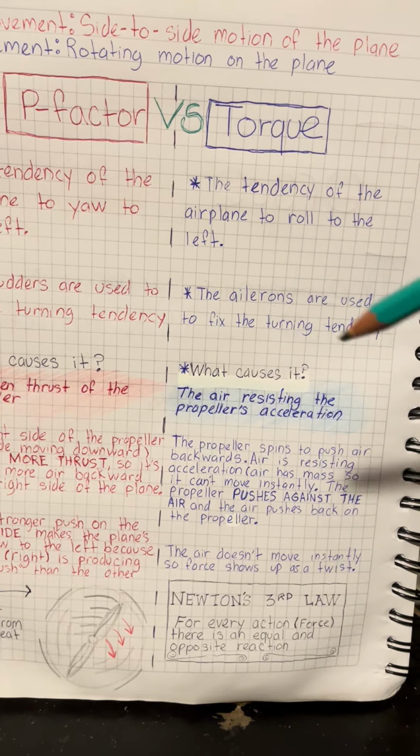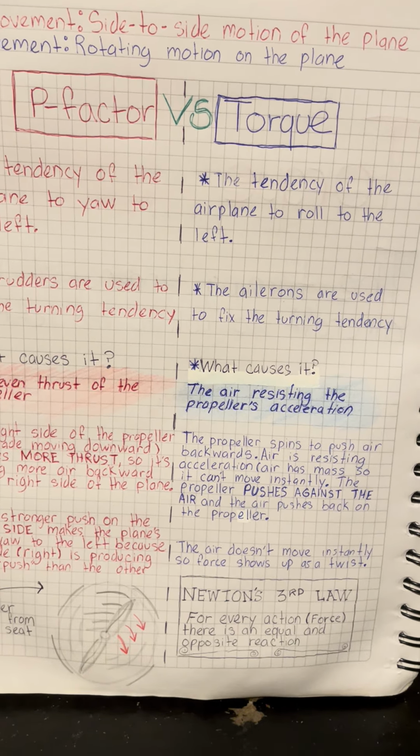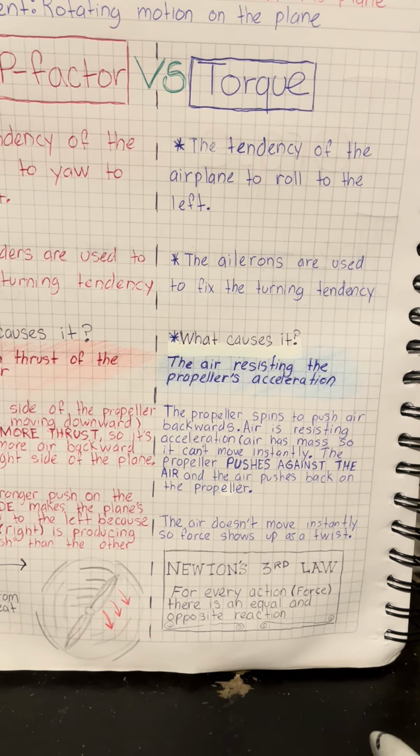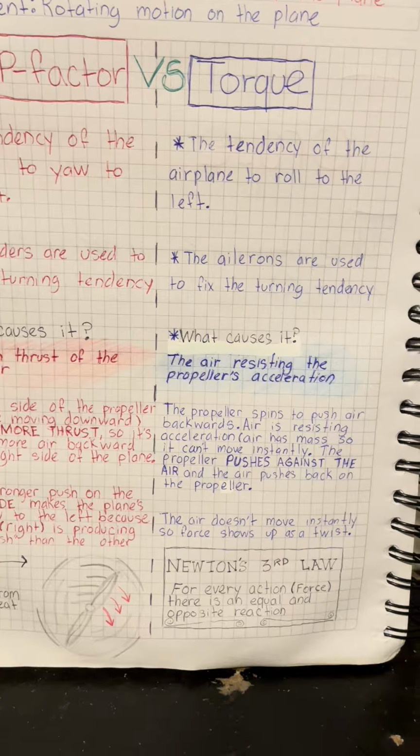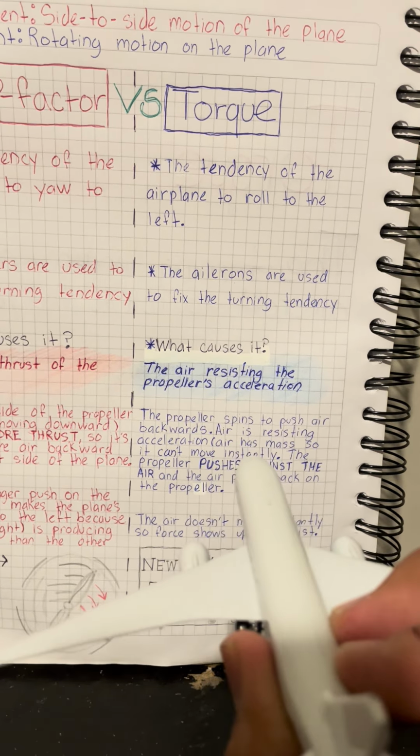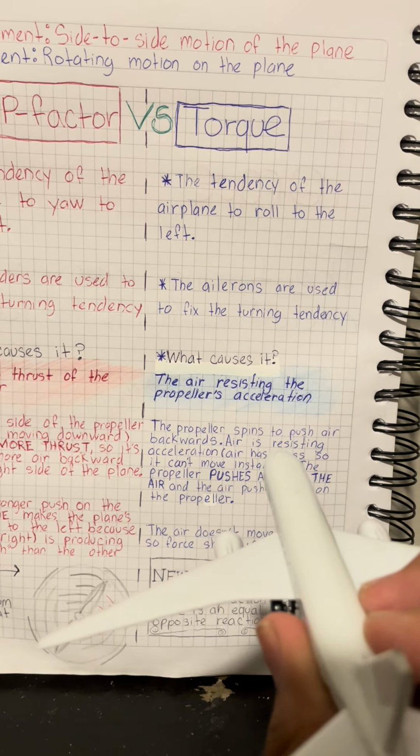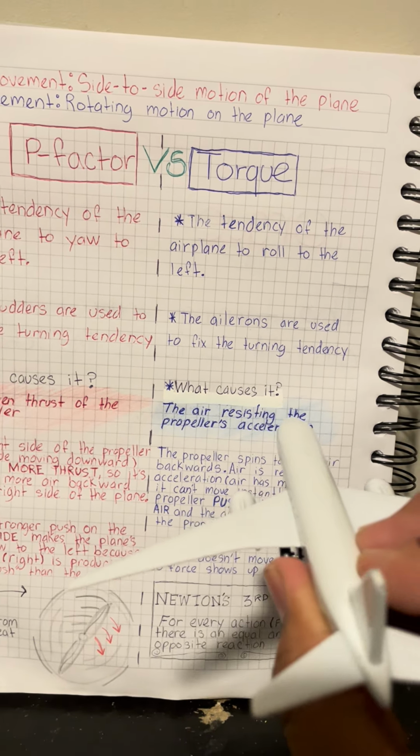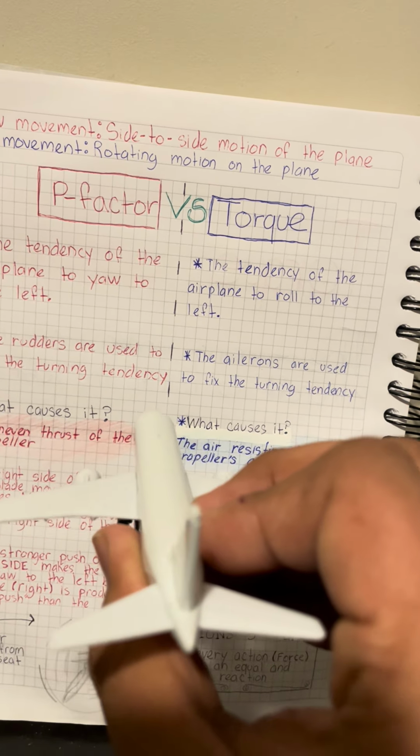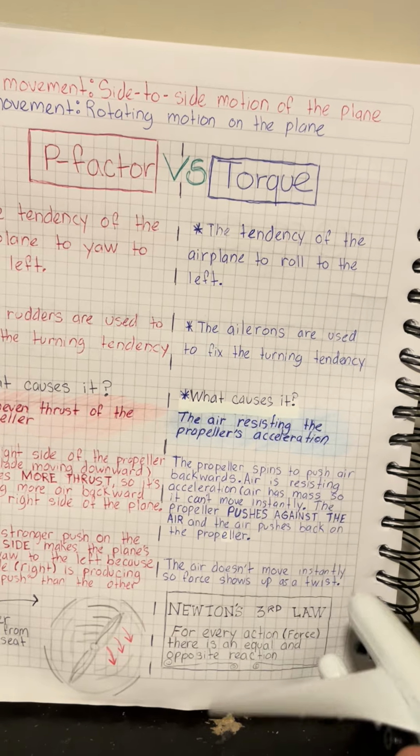Now, it says down here, the ailerons are used to fix the turning tendency. So we know that if we want to turn, let's say we're flying and we want to turn to the left, we make sure there's nothing on the left side. So we say left is clear and we start turning. And if it's to the right, all right, right is clear. We see that there's nothing in the way and we turn to the right.